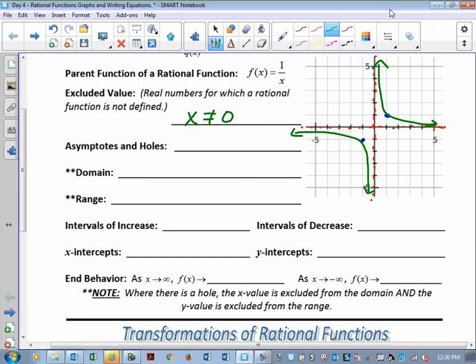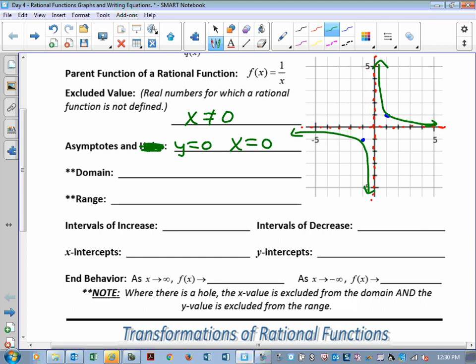All right, x cannot equal 0. That's your excluded function. Asymptotes. How do I write the asymptotes? We're not doing holes just yet. What's the equation of the x-axis? Okay, make sure you write it as an equation because it's a line. So we've got y equals 0 for the x-axis, and what is it for the y-axis? All right, so we all got that down.